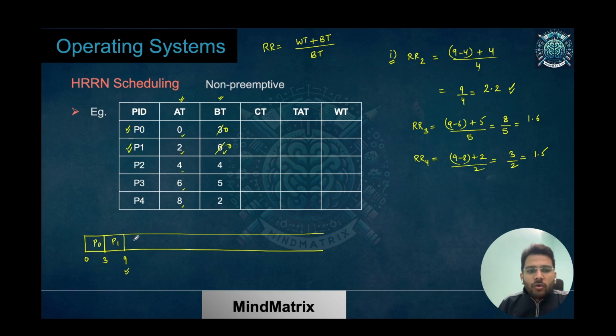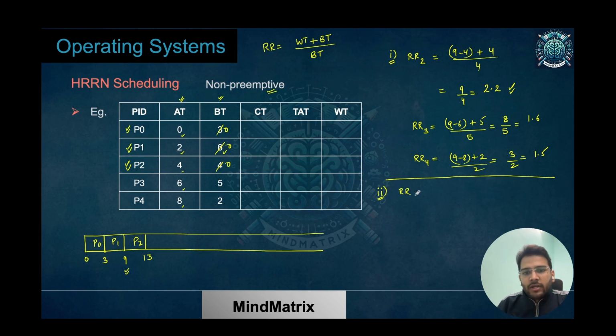Clear? So let's schedule the P2 process now till its completion, because it is non-preemptive in nature. So we are going to schedule it for 4 units of time. 9 plus 4, it is going to be 13. We can make it 0. P2 has also completed its execution. Now we have 2 processes, P3 and P4, and again we are going to find out the response ratio for these 2 processes.